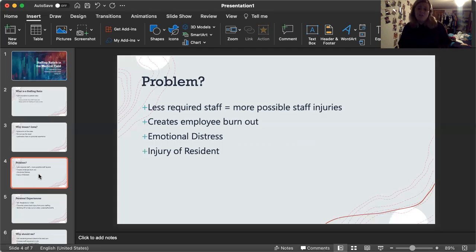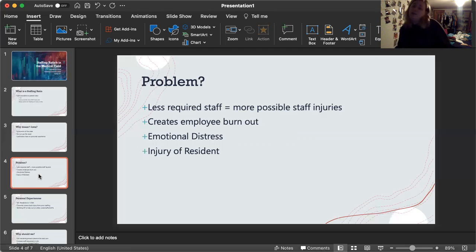It causes a lot of emotional distress in workers. It can cause some psych problems, some depression, some anxiety, some moodiness. It can cause feelings of hopelessness and worthlessness, especially if you're not able to answer call lights on time and being able to get to your residents or patients as quickly as you'd like to.